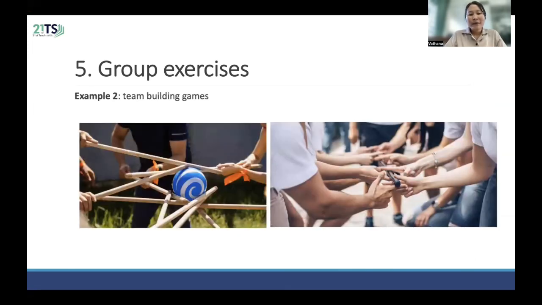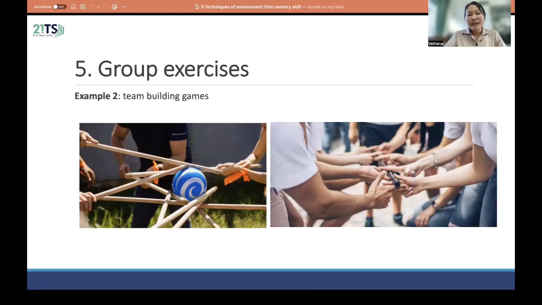And the second example is a team building game. In the team building game, you also can use it as one activity to be applied in a group exercise with your students. So your students can learn how to work as a team and the ability to win the game. And they also can learn how to support each other in their group to achieve one goal.